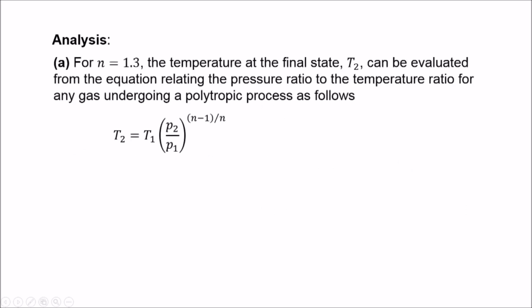For part A, with n equal to 1.3, the temperature at the final state, T sub 2, can be evaluated from the equation relating the pressure ratio to the temperature ratio for any gas undergoing a polytropic process. This is given by the following expression. When substituting the given numerical values into this expression, and making sure to express the given temperature in terms of absolute temperature, in this case degrees Rankine, we get a value of 768 degrees Rankine, or 308 degrees Fahrenheit.